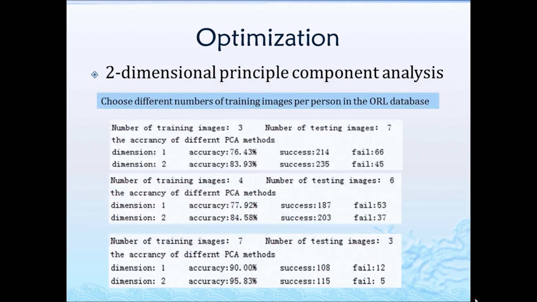To test the performance of two-dimensional PCA, I choose different numbers of training images per person in the ORL database. And the output is the comparison of two-dimensional PCA and PCA. The number of training images are 3, 4 and 7, and here is the accuracy of the two-dimensional PCA and the PCA. From the output, we can say the accuracy of two-dimensional PCA is higher.